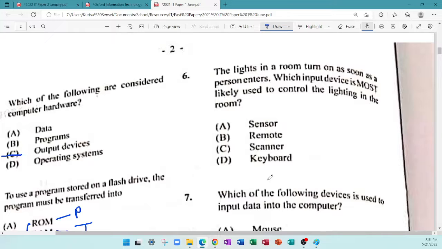6. The lights in a room turn on as soon as the person enters. Which input device is most likely used to control the lighting in the room? A sensor. Good, that's correct. Because we know how sensors work. They are used to detect some type of data.